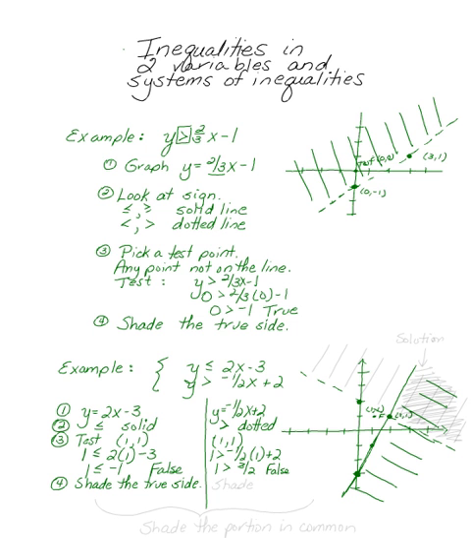So what we're going to do is shade the opposite side. So again, we're going to shade as our last step. And we're going to shade the opposite side of where 1, 1 is. So we're going to shade up here. Now the final step to actually solving a system of inequalities is we want to shade the portion that is in common.